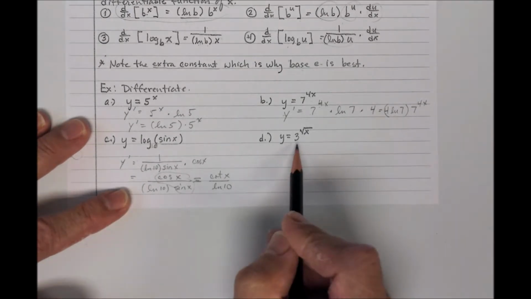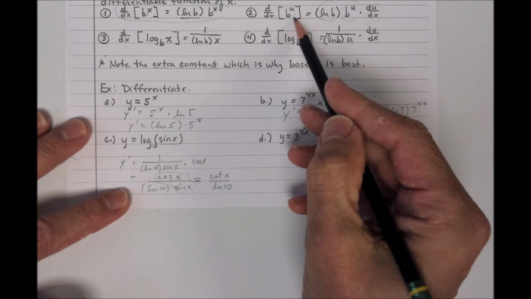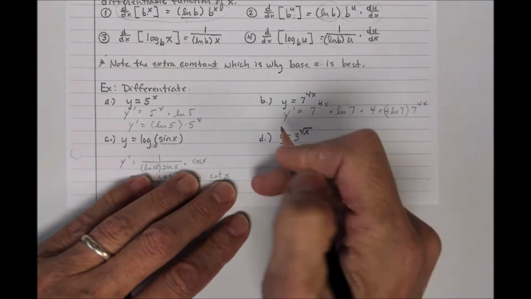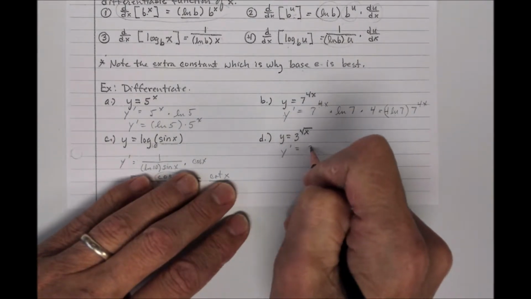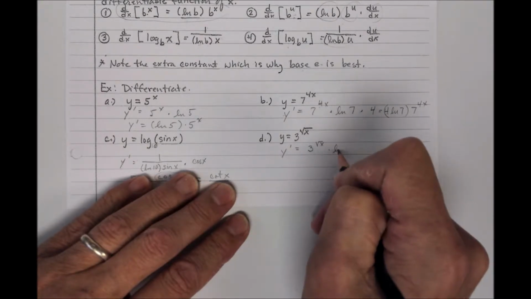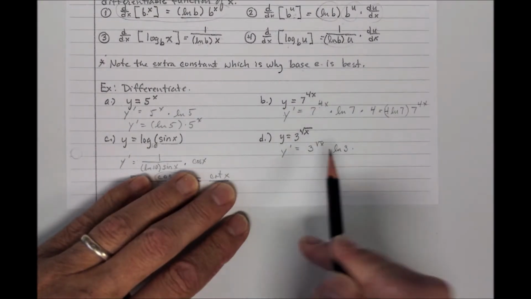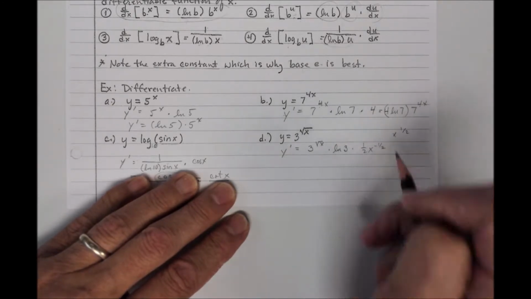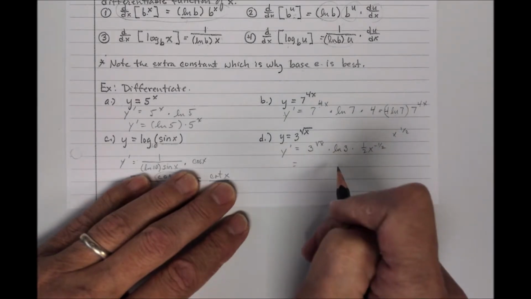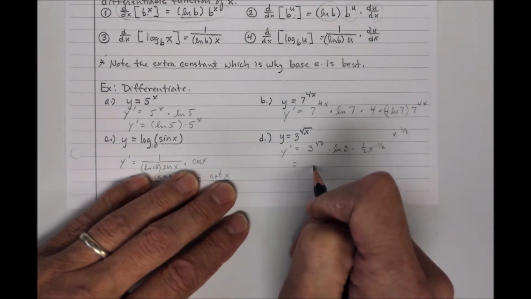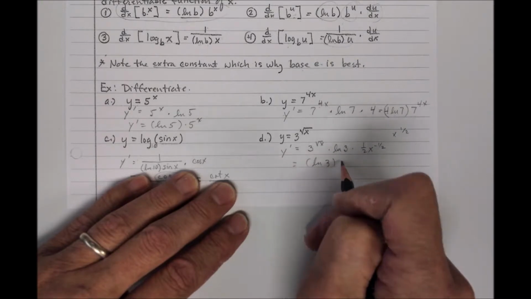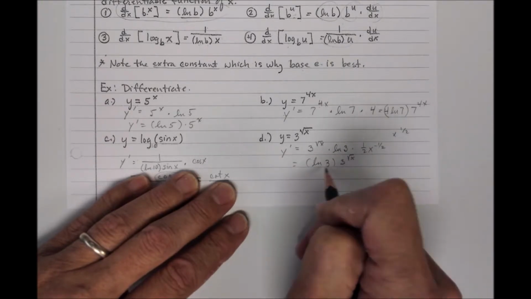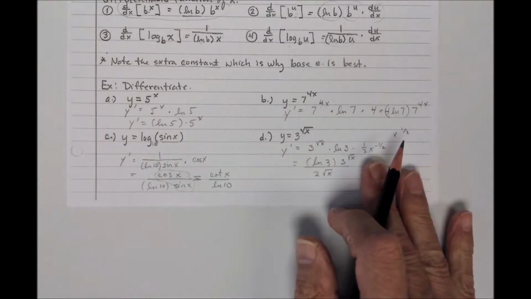Now here's another one that involves formula 2. y prime would be equal to 3 to the square root of x times the natural log of 3 times the derivative of the square root of x, which of course is x to the 1/2, so that would be 1/2 x to the negative 1/2. So I would probably write this as the natural log of 3 times 3 to the square root of x, all over 2 times the square root of x. And even though there's a radical in the denominator, I think that's fine. Okay, now those are the derivatives.